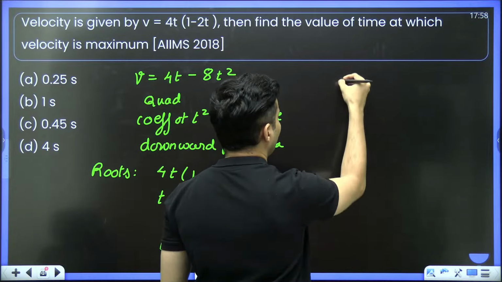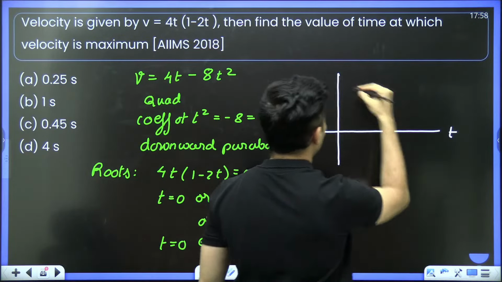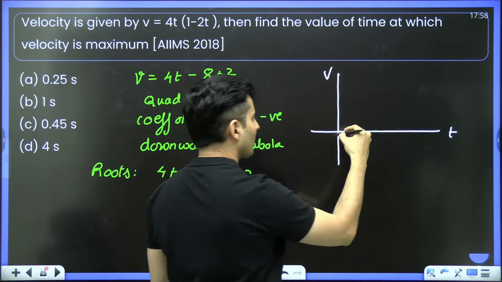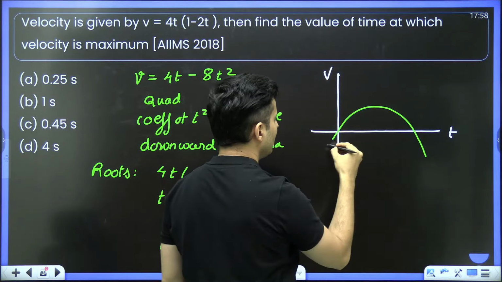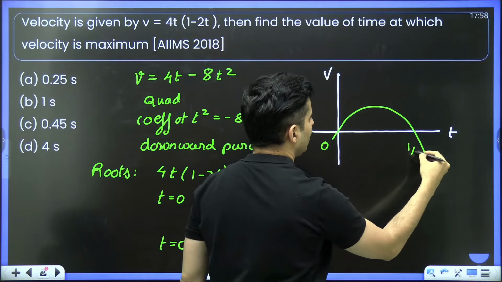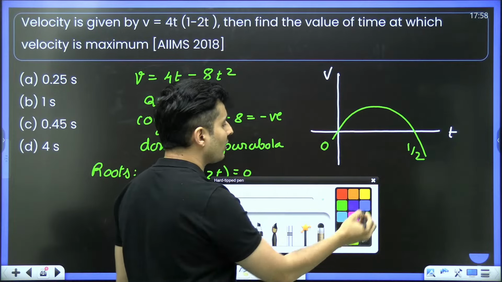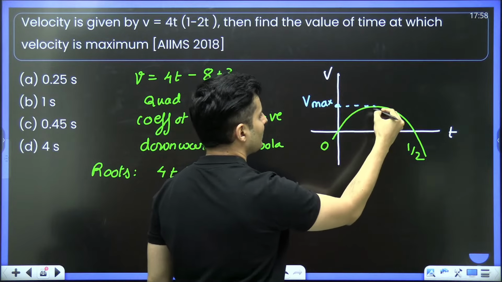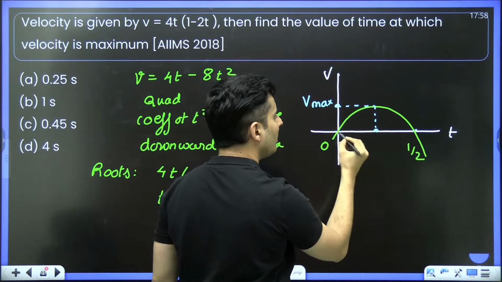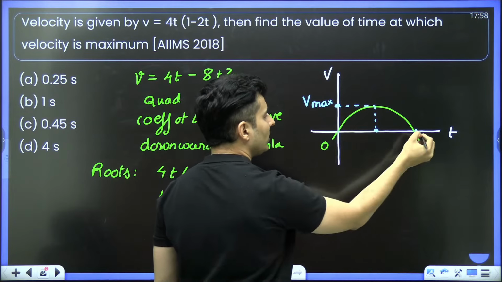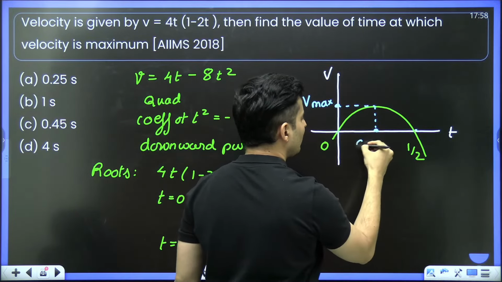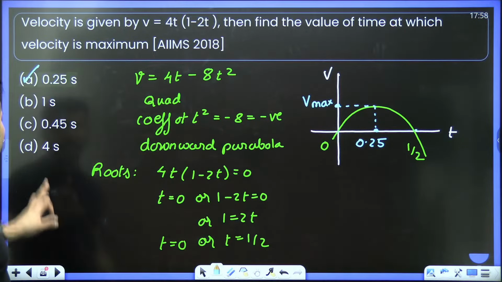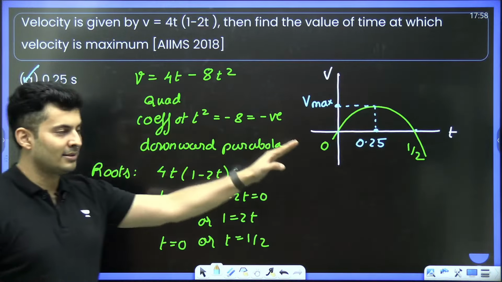It's a downward parabola. So let's start by the graph. So this is time, this is velocity, roots are 0 and 0.5. So it will go like this. This is 0, this is basically your half. You can clearly see from here the maximum speed is over here. This is the maximum speed. It will happen exactly midway between these 2 points. If this is 0, this is 0.5, then this will be 0.25 obviously, and you can directly mark the answer as A for AIIMS. A for AIIMS, that's the correct answer.